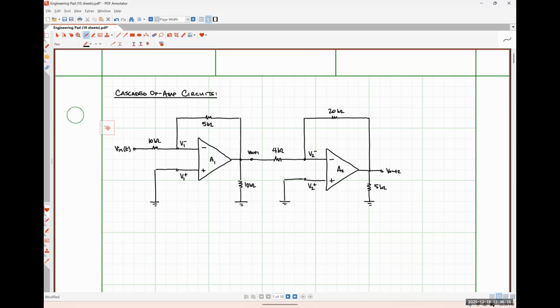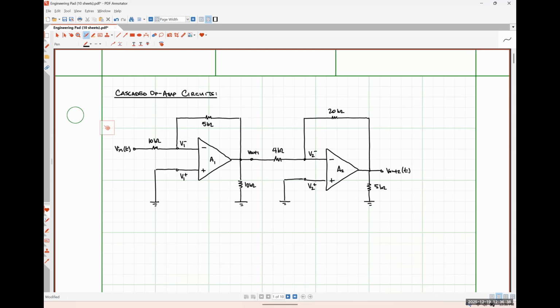Okay. So I'm interested in the overall output voltage of this system, or perhaps its amplifier, the overall gain of the system, which would just be the ratio of V out 2 to V in over there, okay?